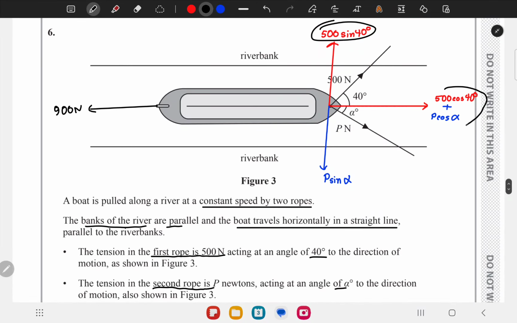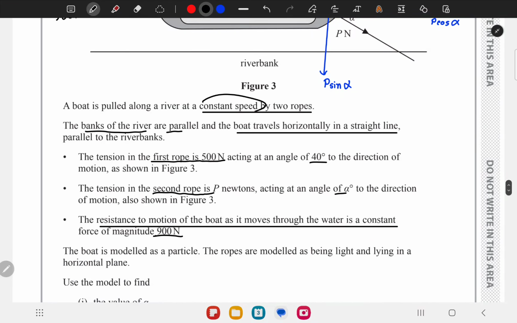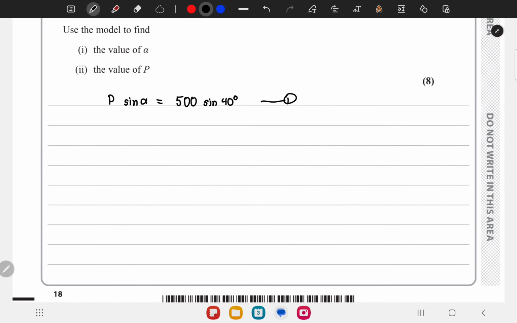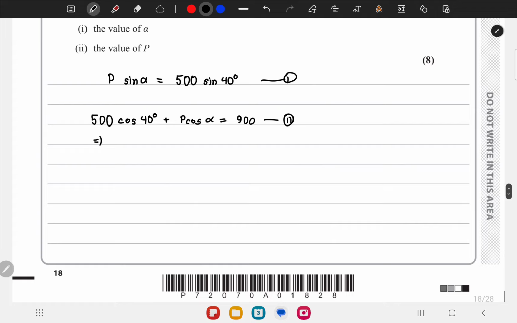Now our next equation would be that the rightward force and the leftward force are equal, because we are told that it's moving at a constant speed. A constant speed means acceleration is 0. If acceleration is 0, resultant force must be 0. So the rightward force must be equal to the leftward force. The rightward force is 500 cos 40 degree plus p cos alpha equal to 900. We can make p cos alpha the subject over here and have 900 minus 500 cos 40, since that's a constant as well.